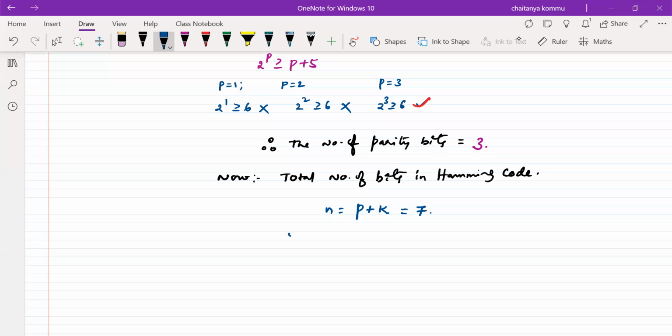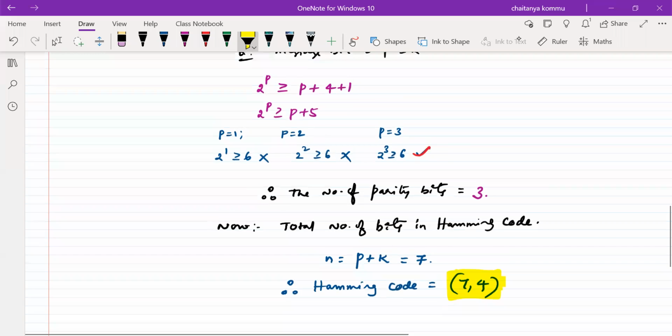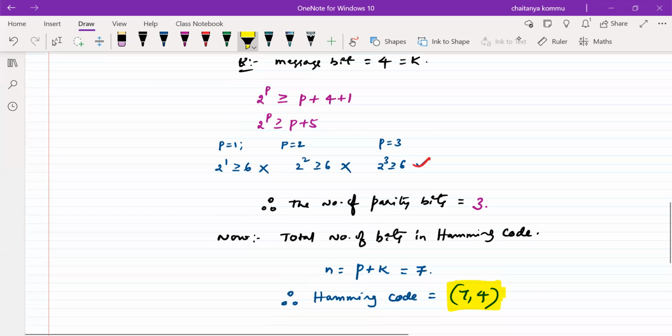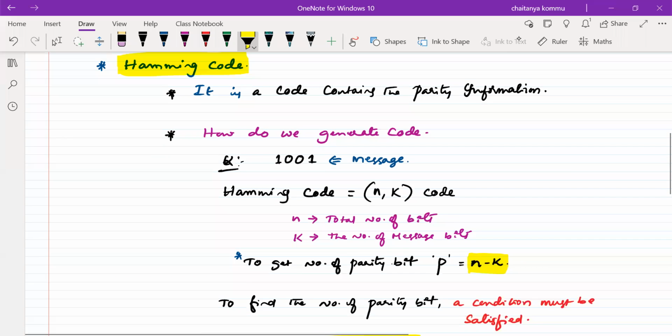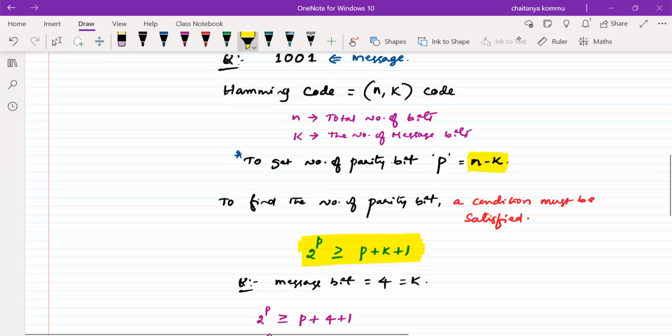So specifically, if you say that Hamming code is equal to (7, 4), it is a (7, 4) code actually. If anybody asks you what is the code that we are using, this is the (7, 4) code. So therefore, we would like to discuss the (7, 4) Hamming code, for example, in a 7-bit channel.